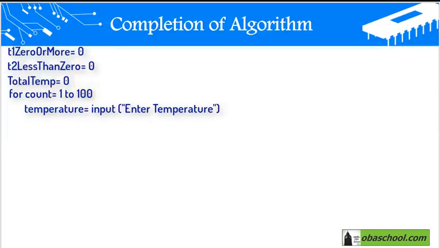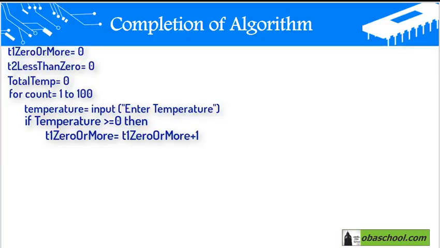Then we will move to if condition. If temperature is greater or equal than 0, then we will put in variable T1 0 or more the last value of T1 0 or more plus 1. In this case, it's 0 plus 1. While if the user enters another temperature that is greater than or equal to 0, T1 0 or more will be equal to 1 plus 1. So now it's 2. It means that the user enters 2 times the temperature is greater than or equals to 0.